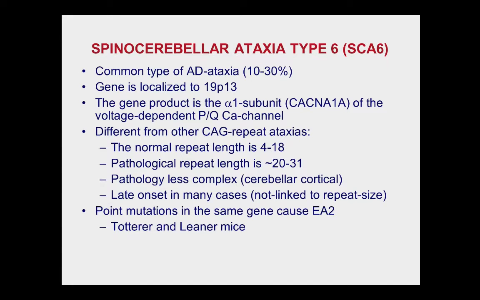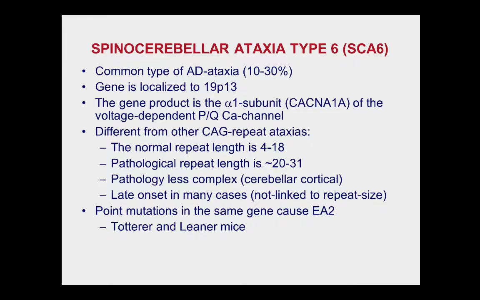Okay, I want to talk a little bit about SCA6. This is a fairly common type of dominant ataxia. It accounts for somewhere around a quarter of cases. It's fairly common in the United States, but also in Japan. It's localized to chromosome 19. This is one where we know what the gene product actually is. It's a subunit of a calcium channel that's highly expressed in Purkinje cells.